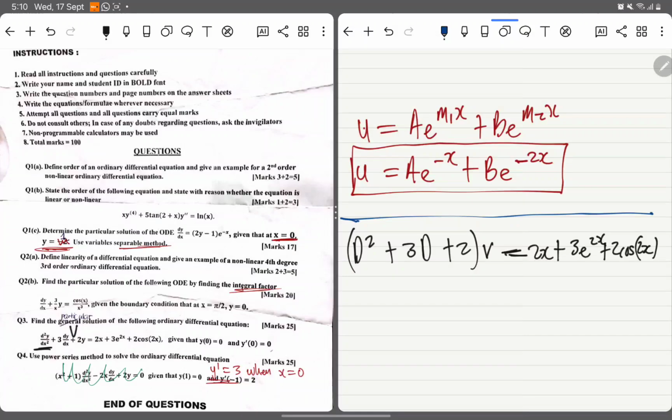Our table is going to replace this v with something, and the something we put in place of v will come from the table. The table will tell you what to put in place of v depending on what you have on this other side. So on this other side, what do I have right now? I have a polynomial plus an exponential plus a trig.